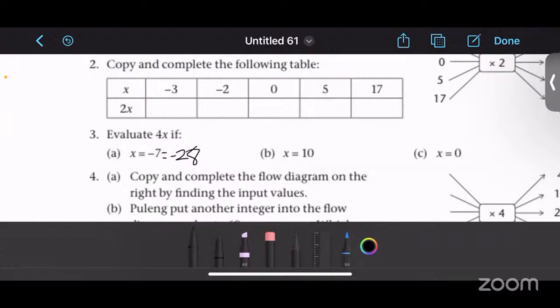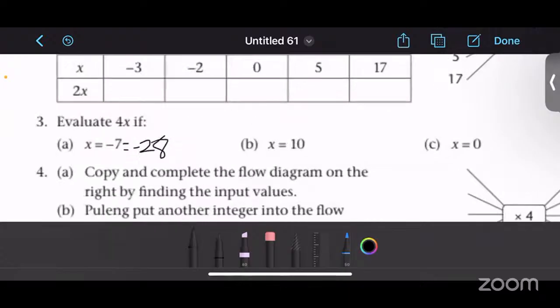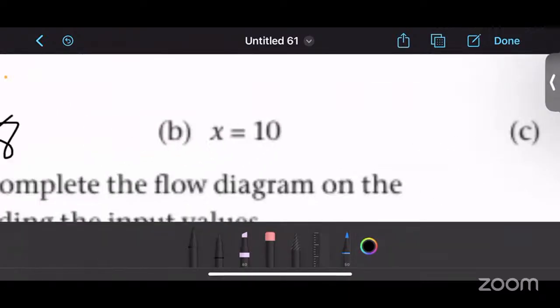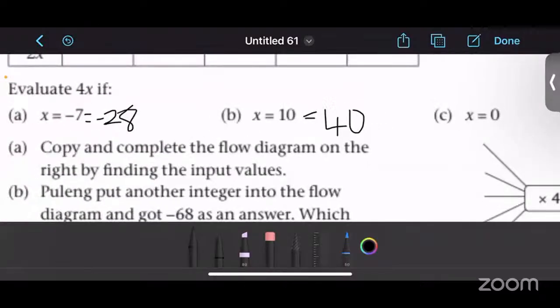So 4 multiplied by 10 equals 40. That is absolutely correct, Manahil.